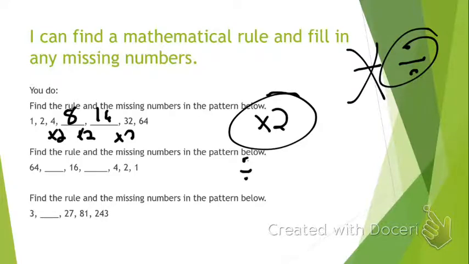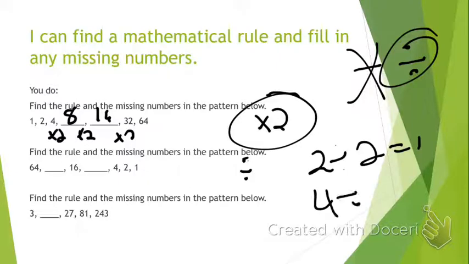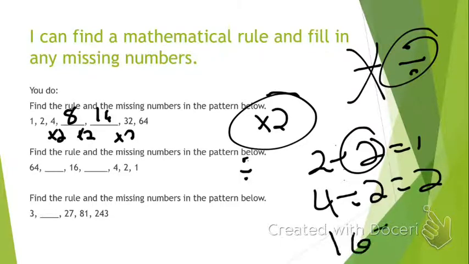So if that one doesn't make any sense, I am dividing, okay? So now I need to figure out what I'm dividing by. I'm noticing that this looks like a pattern I've seen before. I'm also thinking, okay, 2 divided by what equals 1? 2 divided by 2 equals 1, okay, and then 4 divided by the same number, right, the same rule, 2 equals 2, and 16 divided by 2 would give me 8, and 8 divided by 2 would give me 4, so I think I've got this, okay.